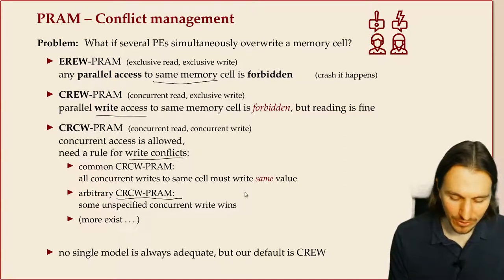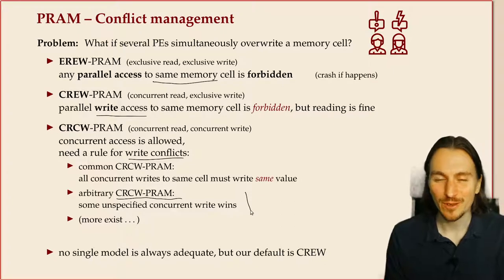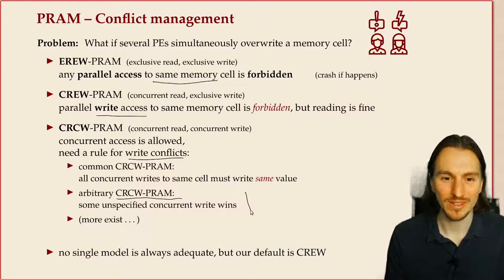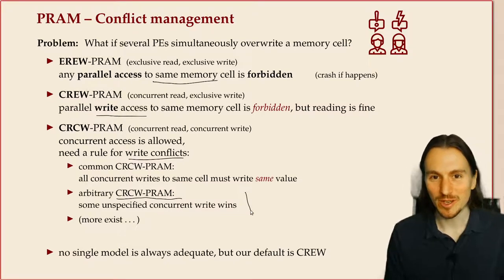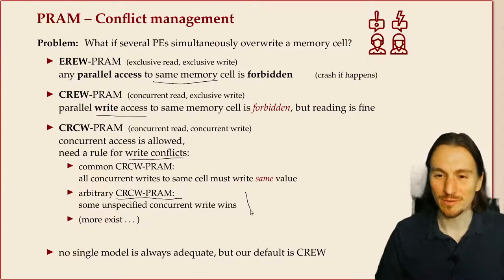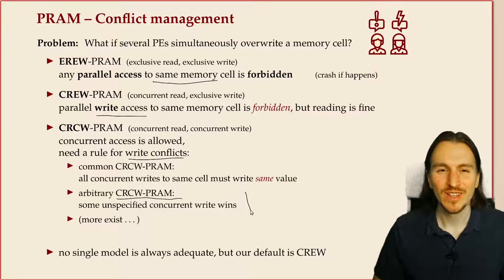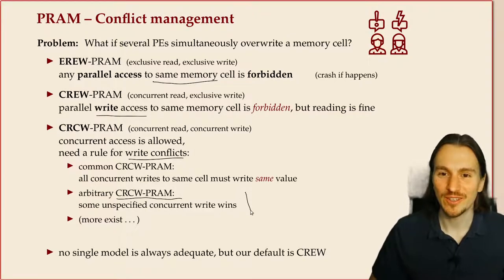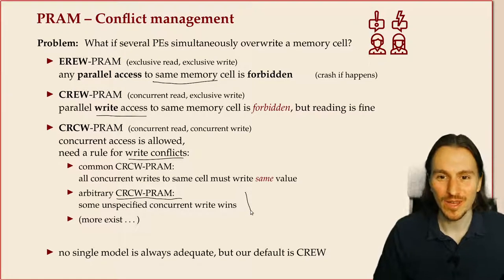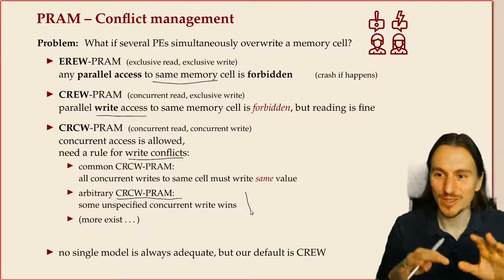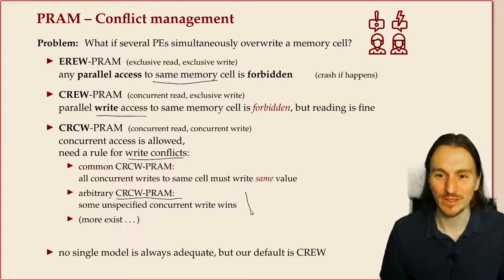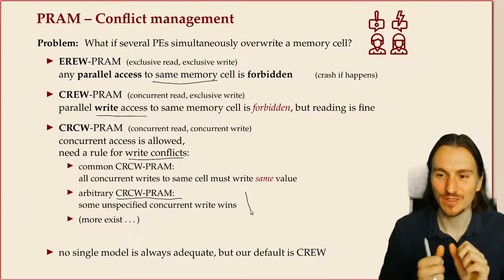Unfortunately, this is closer to real hardware. If several things write at the same time to the same memory location, some arbitrary nonsense happens. One of the writes wins. If you're unlucky and you're not writing an atomic thing, you might even get a chimera of the two values, half of the first and half of the second value.